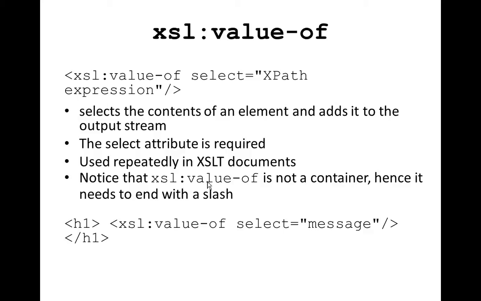So XSLT, or excuse me, the value-of command is not really a container. There's no other code that goes inside that, or is a child of it, so it always ends with a slash. It's a self-closing command. So you might have something like a heading 1 command that's closed out, but inside of that you're going to have your value-of select command, and it's just going to be closed out with a self-closing tag.